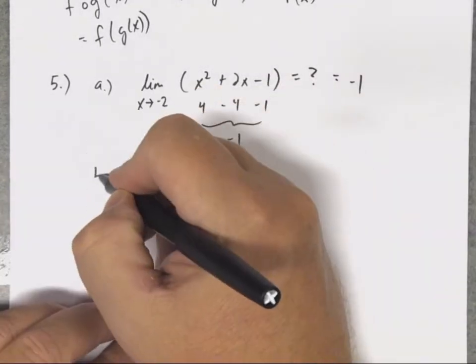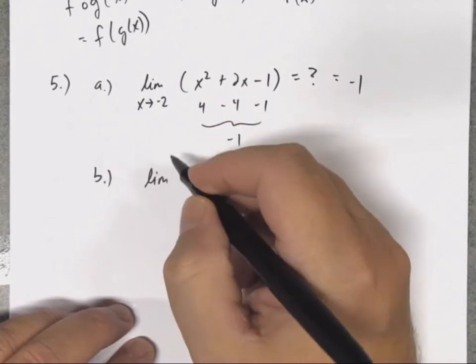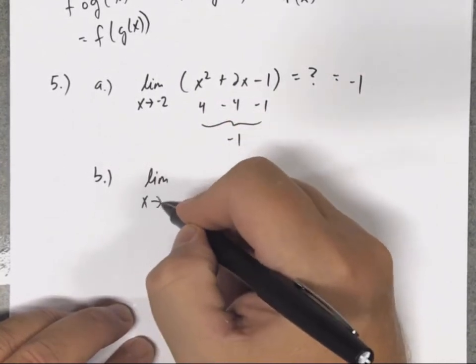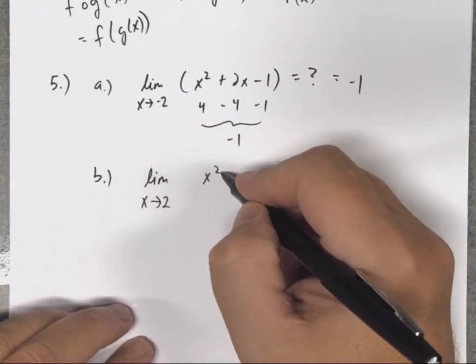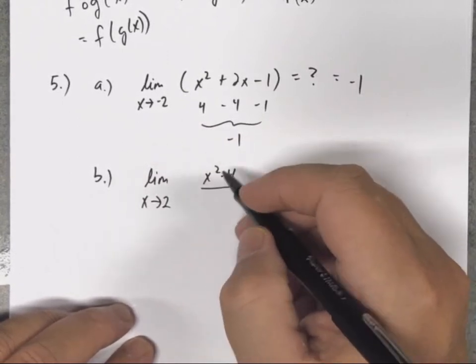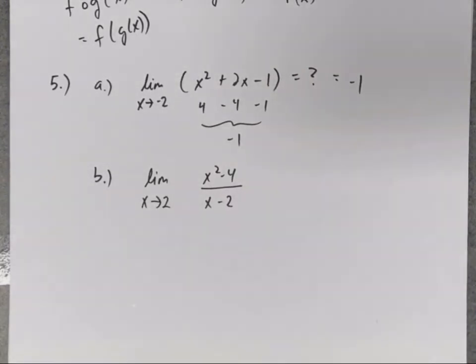Now I assume some of these problems are going to be a little trickier. So here the limit as x approaches 2 of x squared minus 4 over x minus 2. So once again, first try is you just go ahead, plug in 2 for x and see what happens.